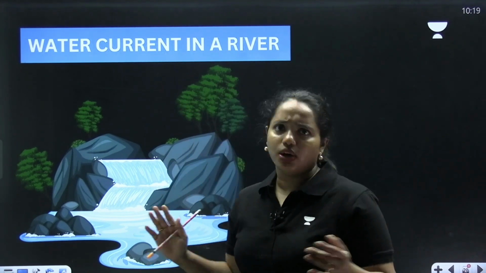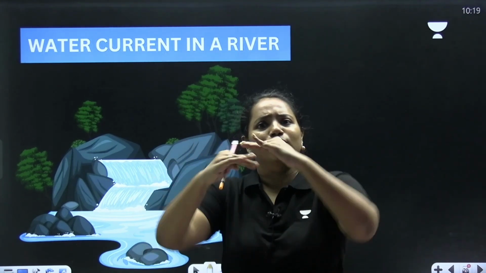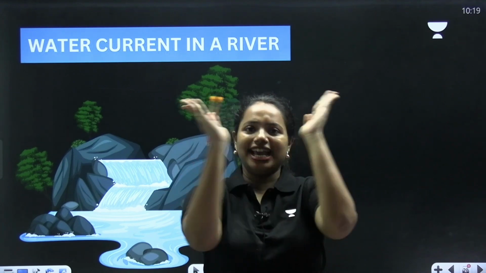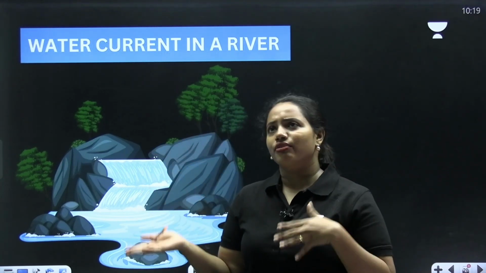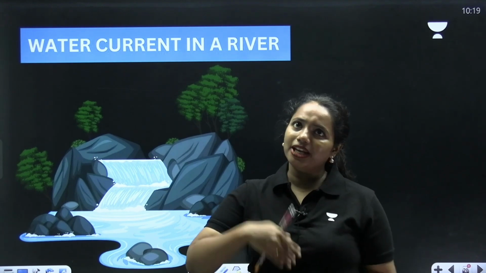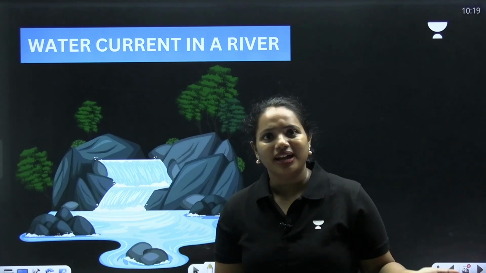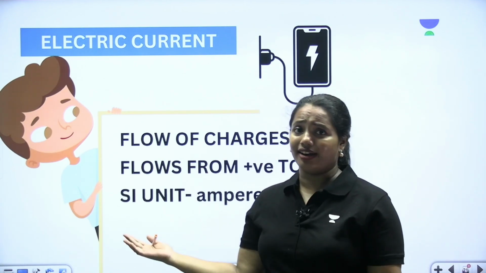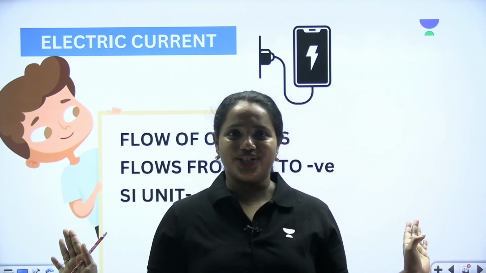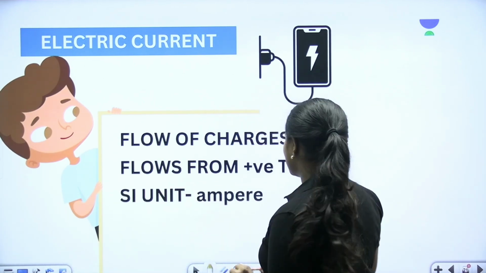If you consider a river, you can see that water flows, right? Yes. So water flows in a river, and the flow of water can be termed as a river flow. Am I right? Yes. But if you consider electric current, then it must have a proper definition. That is what we are going to learn next.